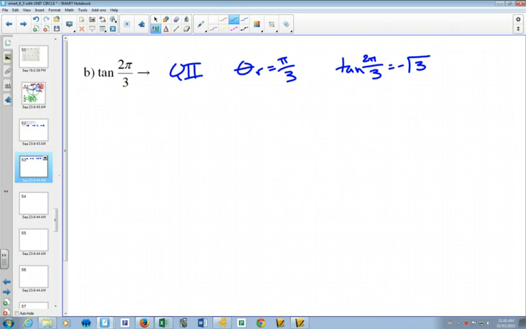The hint that I use to help remember my tans, okay, for pi over 3 family, it's root 3. For pi over 6 family, 3 plus 3 is 6. That's the strategy I use to remember the two of them because they're so similar.